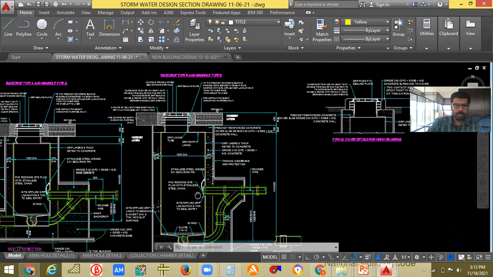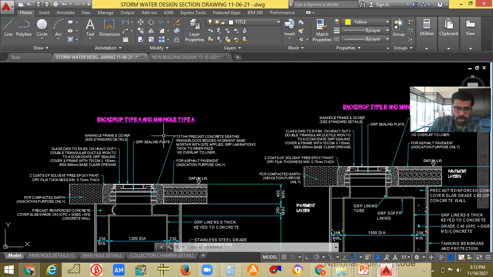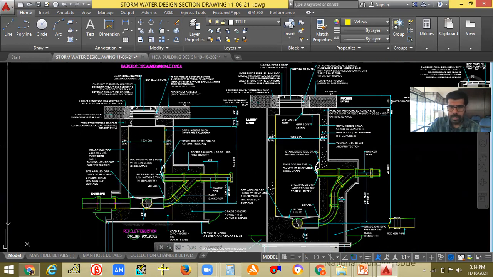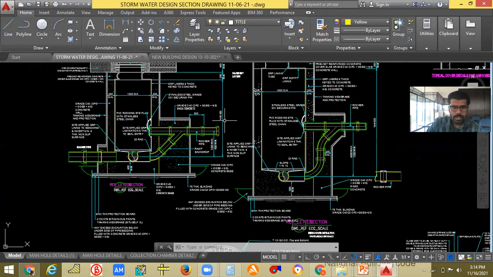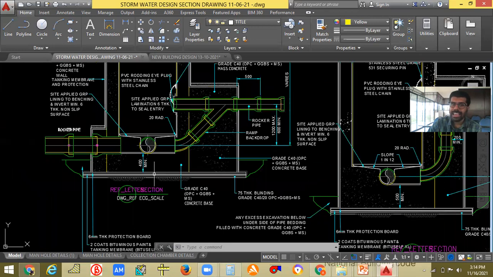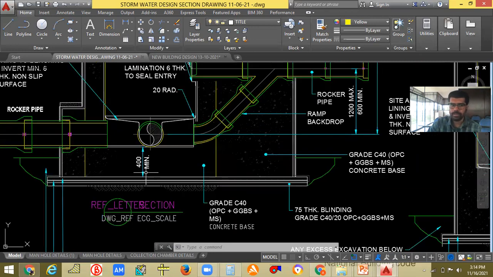So you can see another one. This is called backdrop type A and manhole type A. Now there is a distance also. Before the invert level of the pipe, there will be a minimum. You have to give 400 mm also. That is the depth of the manhole. That is the invert level of the manhole. This is the invert level of the pipe. Below that also you need a minimum 400 mm gap.